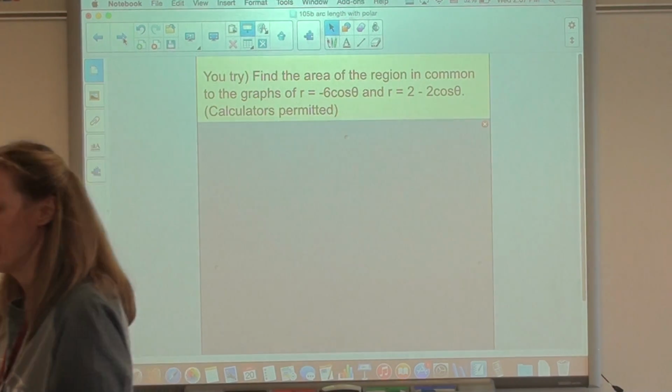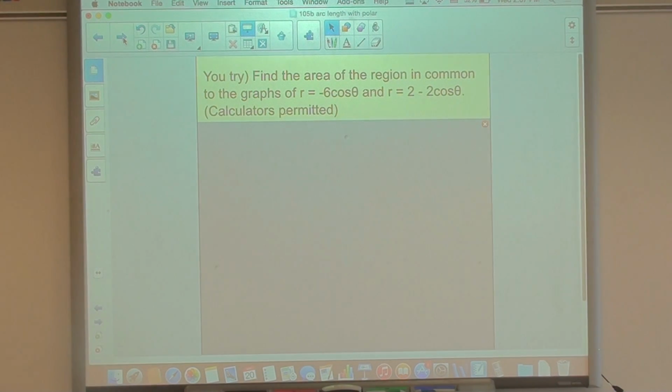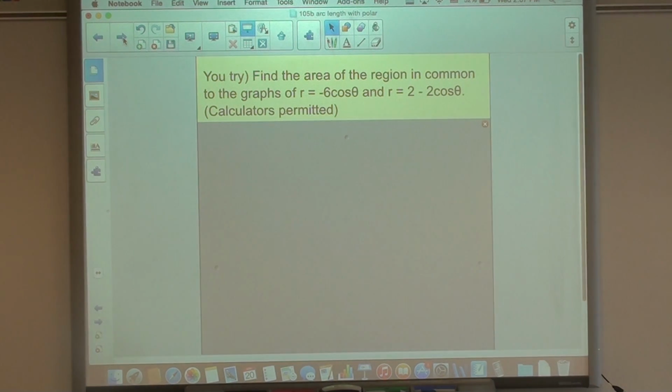Good. Who else needs some help? I need some help. What did you get for your angle? I found theta to be 2 pi over 3. So are those your points of intersection? I got 2 pi with the intervals, and we're going to use symmetry, right? So what did you get for your angle? Think of one half.